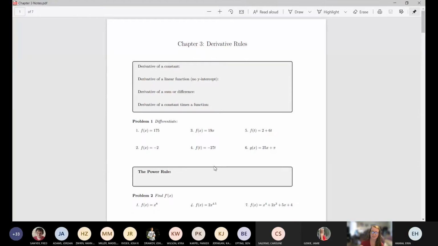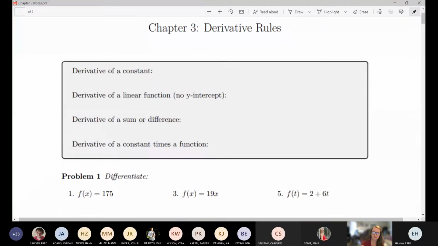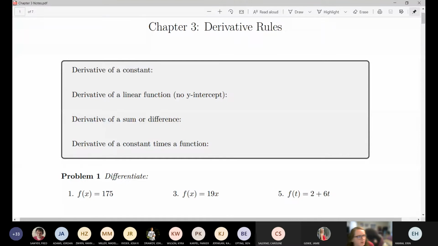So let's get into chapter 3. So chapter 3. Derivative rules. Our notes are going to look a bit different because we don't really have definitions or anything to take down. It's just rules and then doing a bunch of examples until our arms fall off. But that's kind of how you learn derivatives, is you just do 5 million of them until you feel good about it.